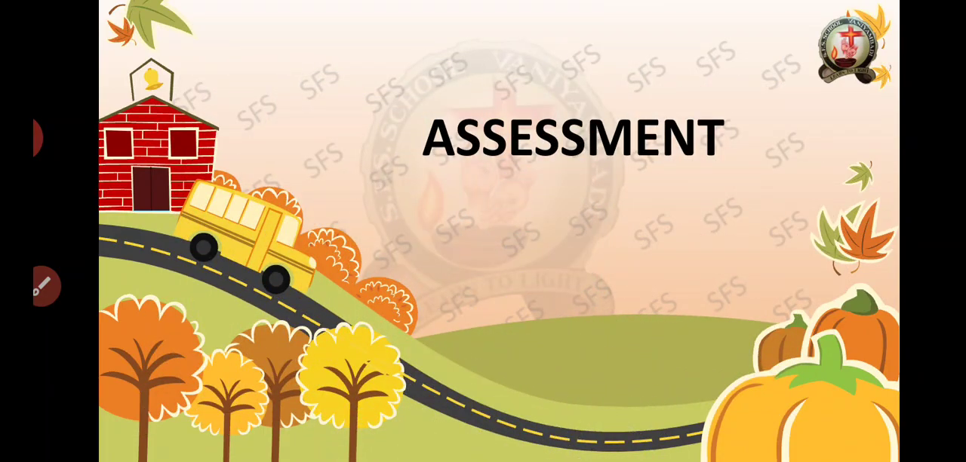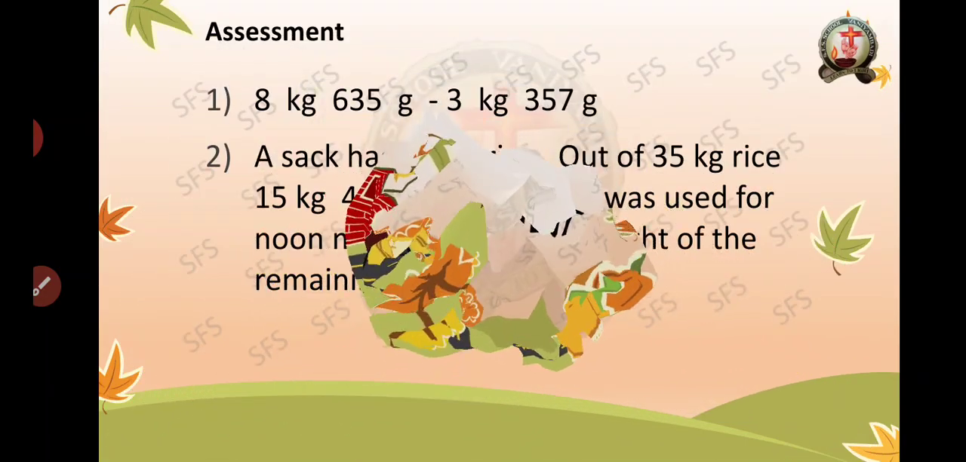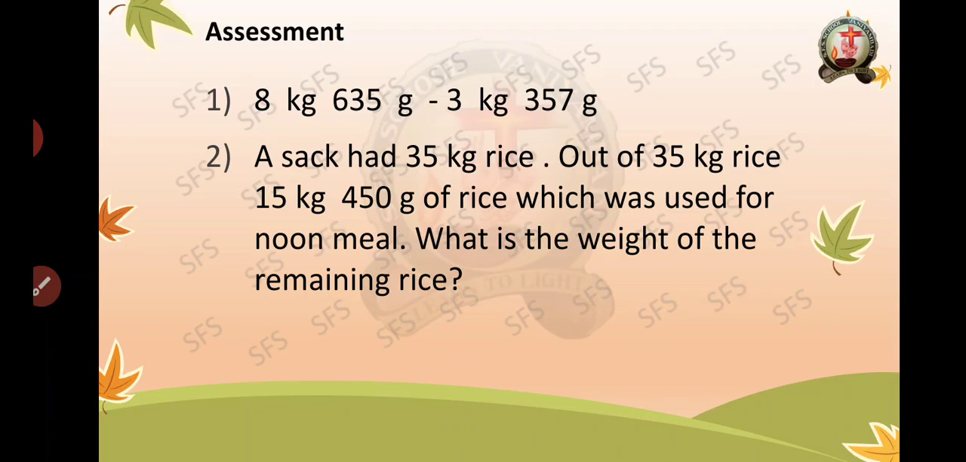Now there is a small assessment for you, children. I want you to assess how far you have understood the topic today. I have given you two questions. First is the basics of subtraction and the second is a word problem in subtraction. The first question is 8 kg 635 g minus 3 kg 357 g. Just place the separate columns for the unit, then place the values and subtract. At last finalize your answer.